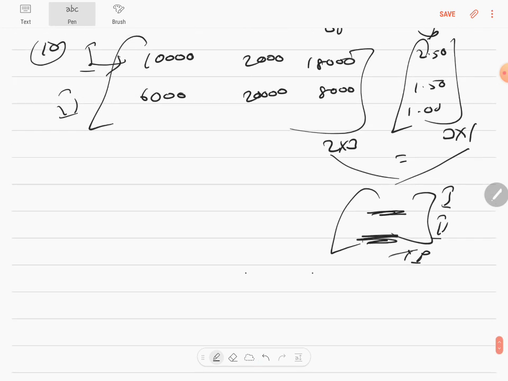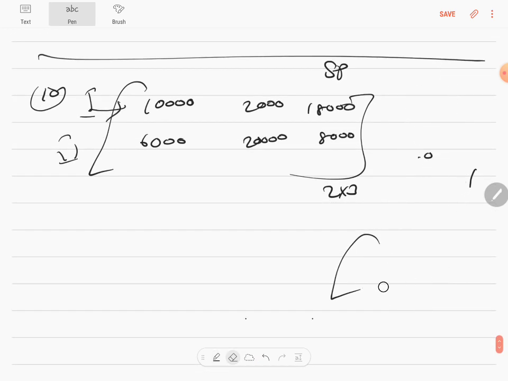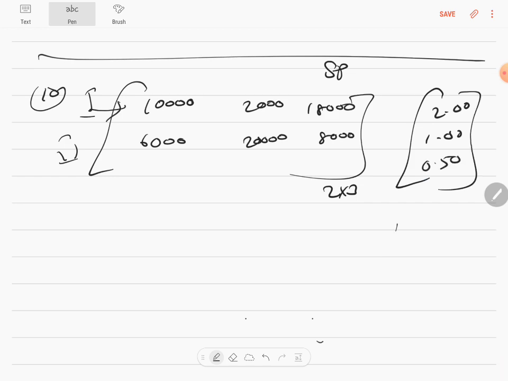Similarly, you take this matrix and write the cost price vertically. What is the cost price? It's 2, 1 rupee, 50 paisa, 0.50. Do the same thing. You get the cost price, first row, first column and second row, first column, one below the other.